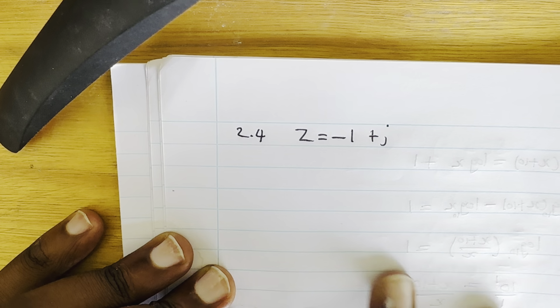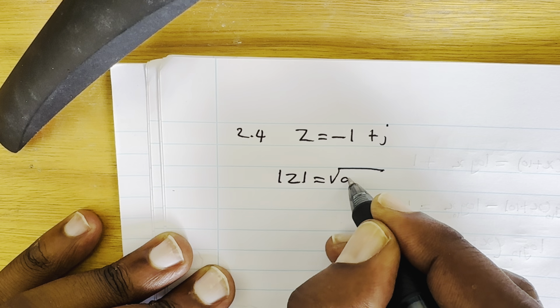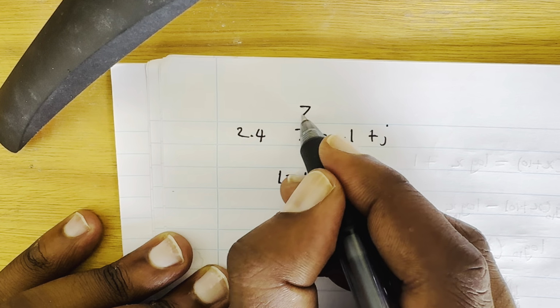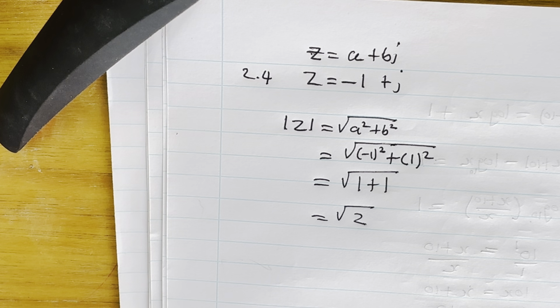The first thing we need to do is determine the modulus, which is the modulus of z, the root of a squared plus b squared. Remember, this is our rectangular form, z equals a plus bi. So the value of a in this case will be negative 1, all squared, plus 1 all squared. You're going to have the root of 1 plus 1, which is the root of 2. So this is our z modulus.